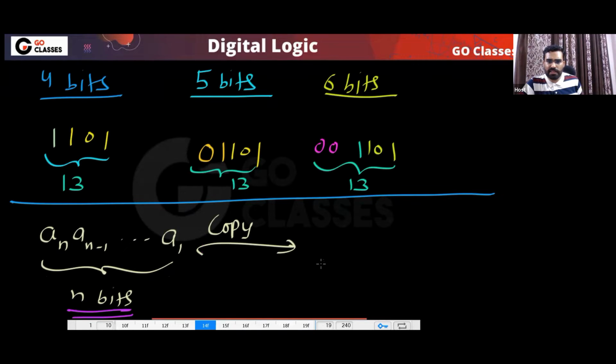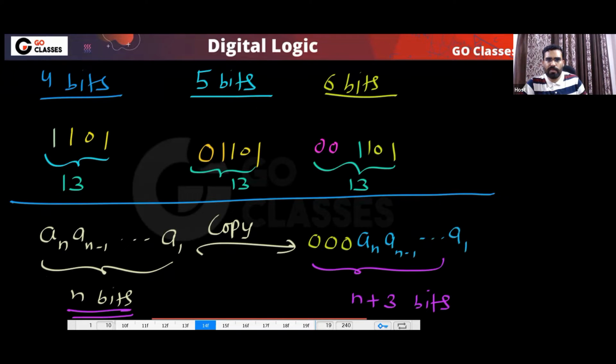If this is unsigned data and you want to copy it into n plus 2 bits, or maybe n plus 3 bits, then what will you do? You will put extra 3 zeros, and the data will stay the same. So this will be your answer. Yes or no? You will put zeros.